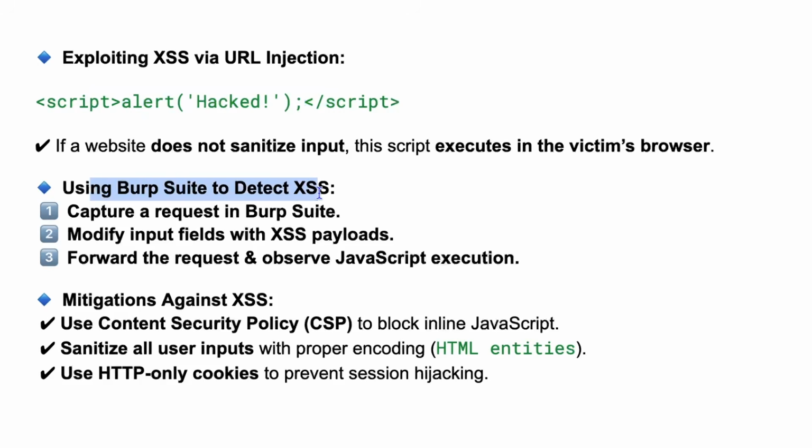So, using Burp Suite to detect XSS. You capture a request in Burp Suite Proxy. If you don't know how to do this, go watch the Burp Suite videos inside of Junior Pentester. There are five or six videos in the Junior Pentester playlist specifically about Burp Suite and how to capture a request and then manipulate it. Then you modify the input fields with some kind of XSS payload, forward the request, and observe the execution of the JavaScript inside the actual browser.